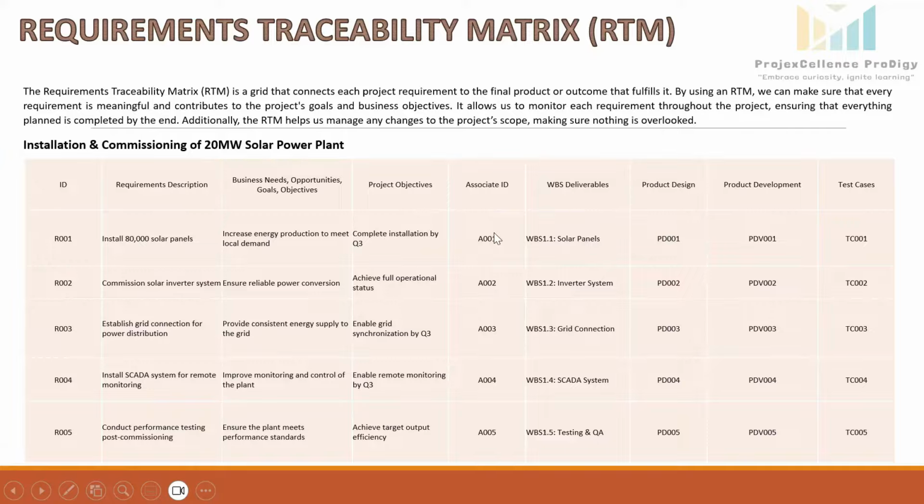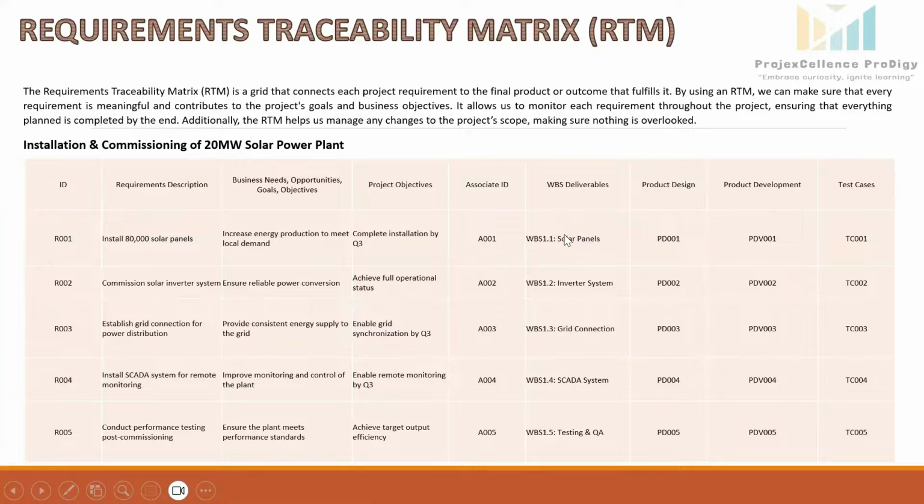Next is associate ID. This ID links this requirement to other related elements or requirements within the project. Like this one, A001, it may refer to a related requirement or activity such as the procurement of solar panels.